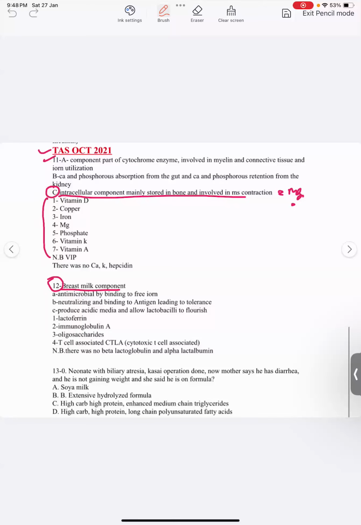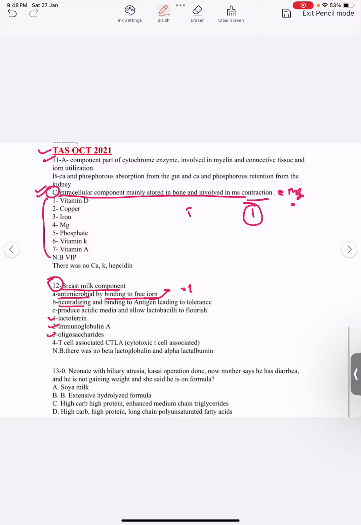Okay, Dr. Hira, you were asking about this. Yeah, we have done this question. See, I guess that was the first question we discussed with the task nutrition. Right, so breast milk component, the antimicrobial that is binding to the free iron. What is that? Is that lactoferrin? Is that immunoglobulin? Or is that oligosaccharides? The answer for binding to the free iron is lactoferrin.